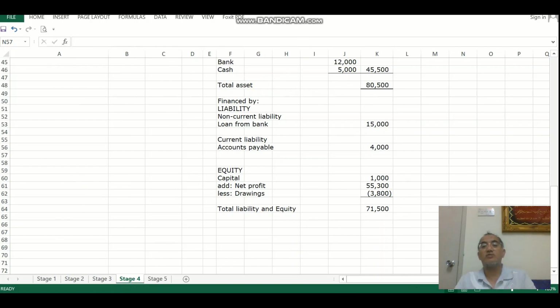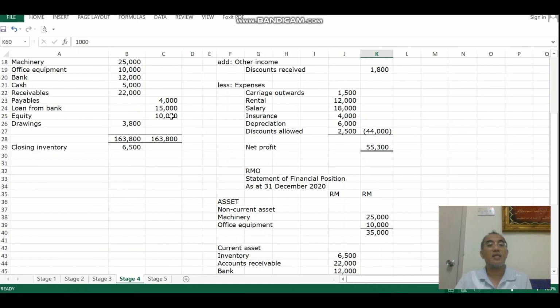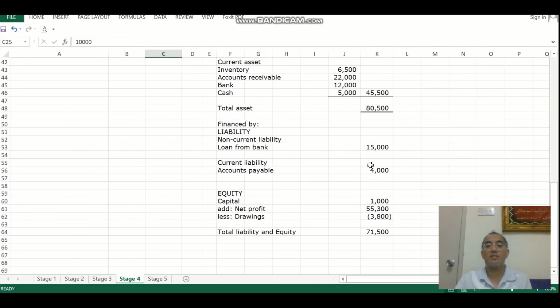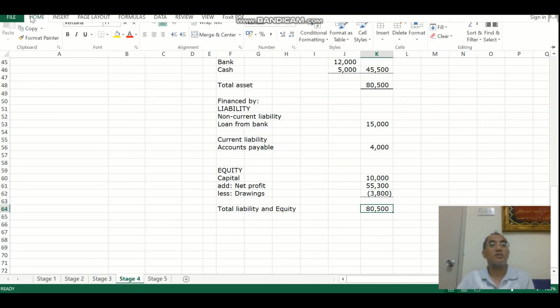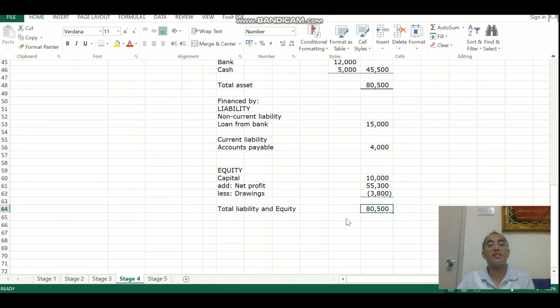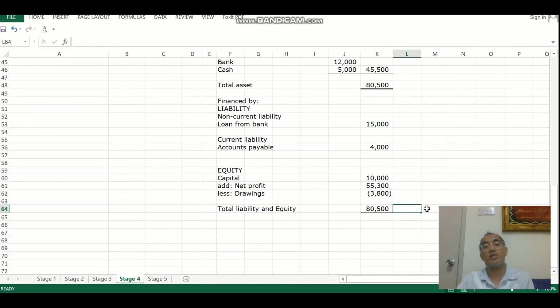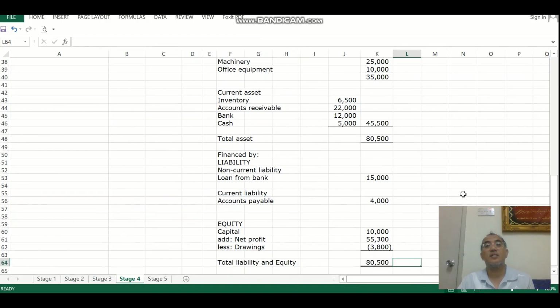Oh, I know why it's not balanced, because our capital should be 10,000. Yes, I wrongly keyed in 1,000. Okay, sorry about that. So 10,000. So what happened? See, it is balanced. Now you can see, if we mistakenly key in the numbers, you will not get it balanced. So be careful when you key in and make sure you check everything before you submit. Okay, so this is the answer.